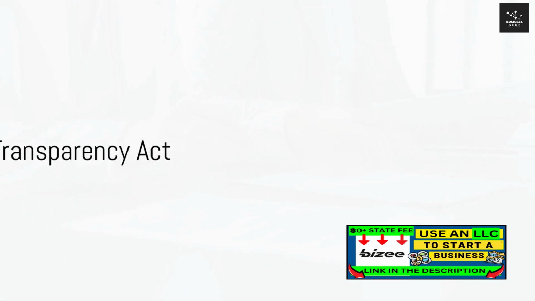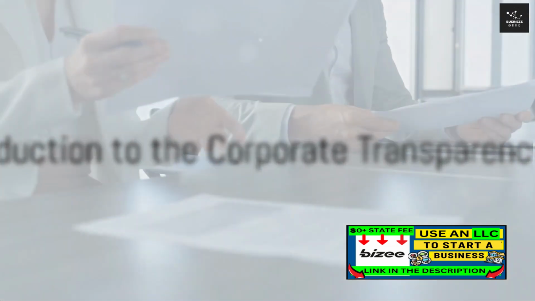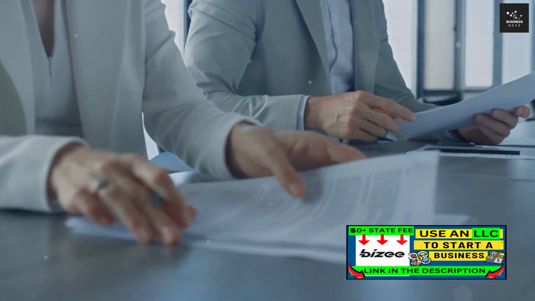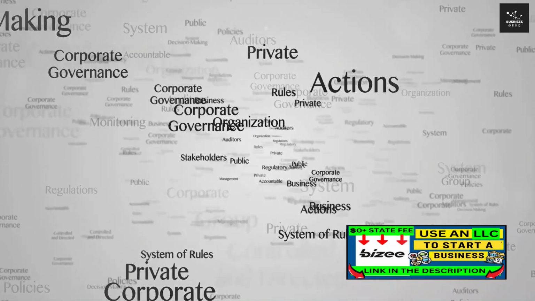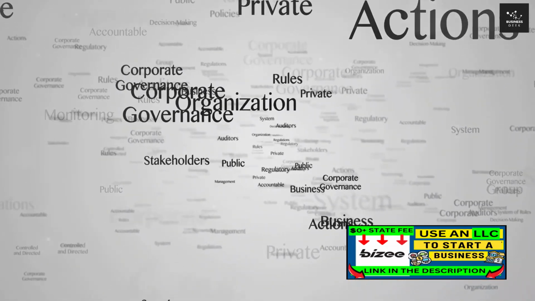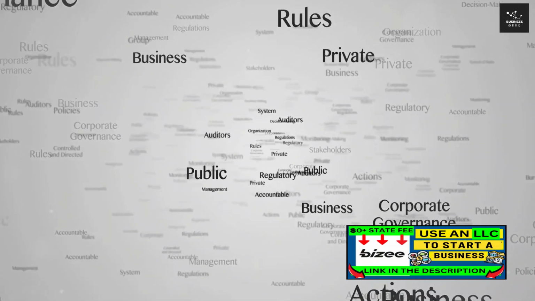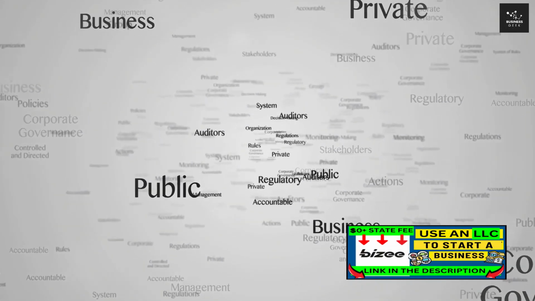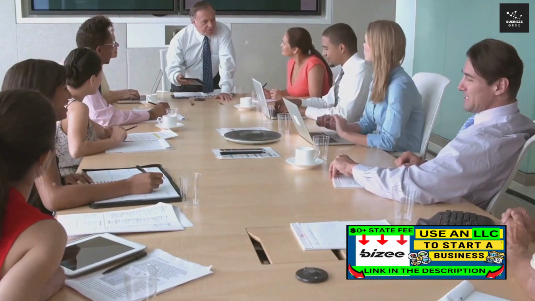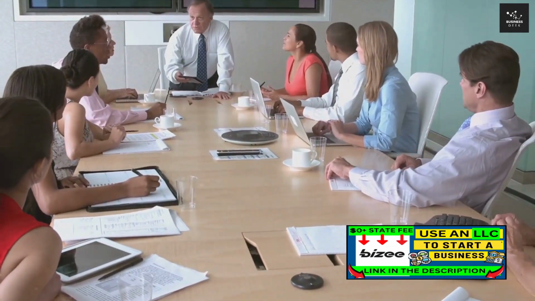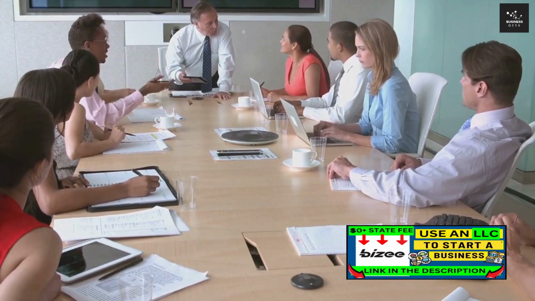Have you ever wondered what the Corporate Transparency Act is and how it might affect your business? Well, you're not alone. This piece of legislation, often abbreviated as CTA, has been the subject of much discussion in the corporate world. At its core, the CTA is a law that requires corporations and limited liability companies to disclose their beneficial owners to the Financial Crimes Enforcement Network, or FinCEN.